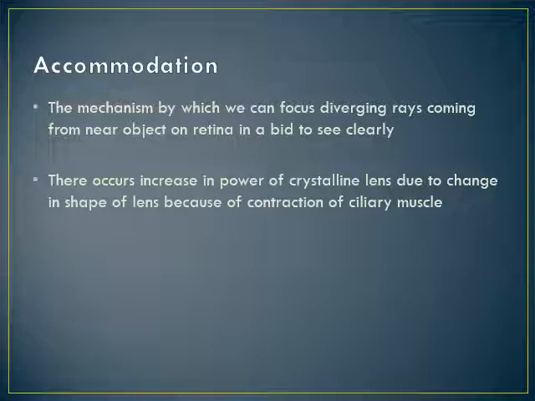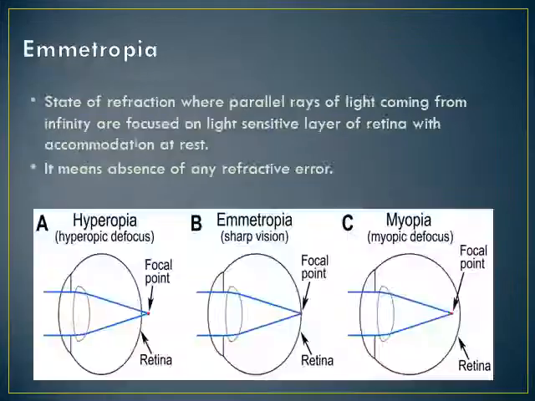There occurs an increase in the power of the crystalline lens due to a change in shape of the lens because of contraction of the ciliary muscle. So what is emmetropia? It is a state of refraction where parallel rays of light coming from infinity are focused on the retina when accommodation is at rest. That means it is the absence of any refractive error.